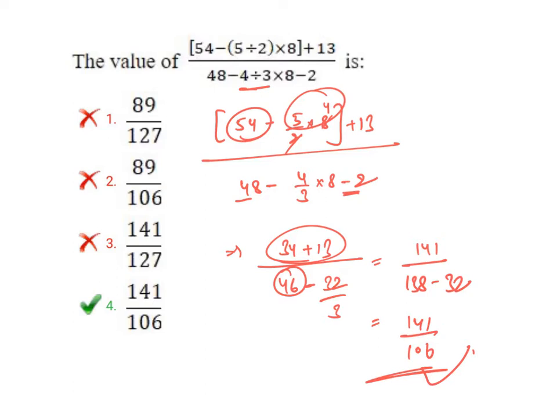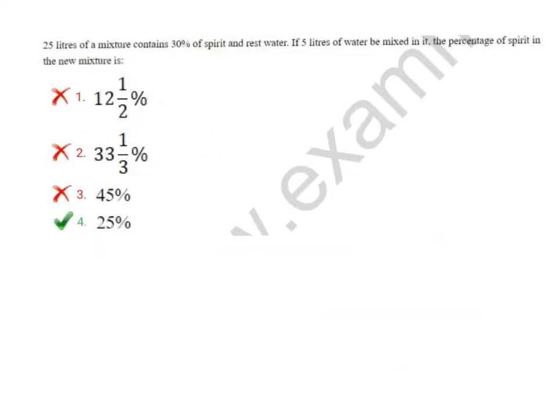You will get it. Next, 25 liters of the mixture contain 30% of spirit and rest is water. If 5 liters of water is mixed, what is the percentage of spirit in the new mixture? 25 liters of the mixture contains 30% spirit and rest is water. 5 liters of water to be mixed. Spirit is 0 in this.